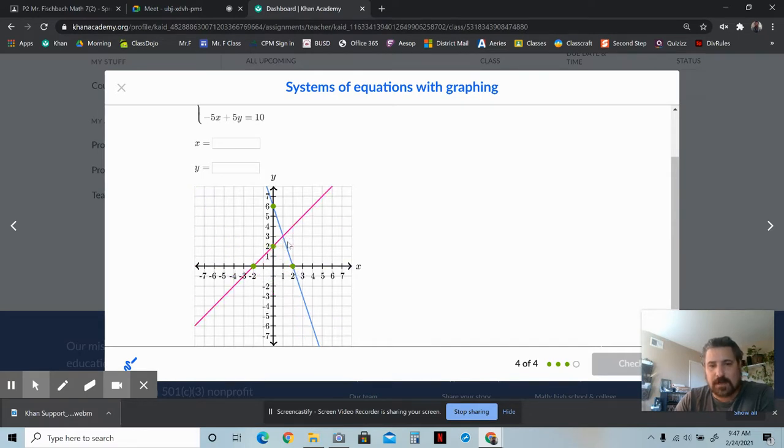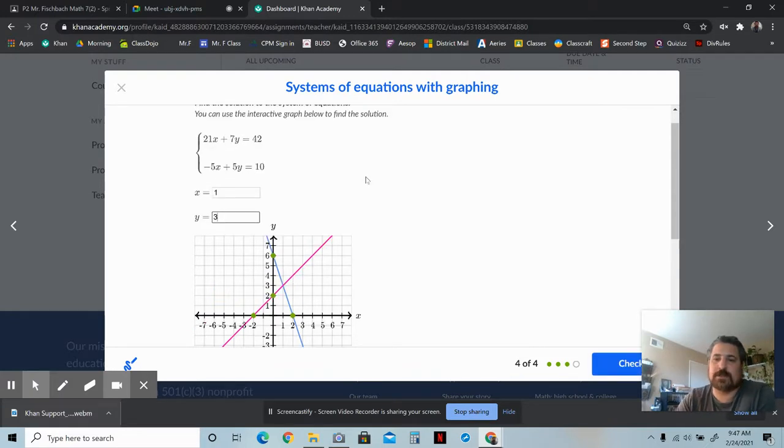Where do they intersect? It looks like they cross exactly at that spot right there on the graph, which is over 1 and up 3. So 1 for x and 3 for y. Okay? 1 for x and 3 for y is our point of intersection, which is the solution to the system.